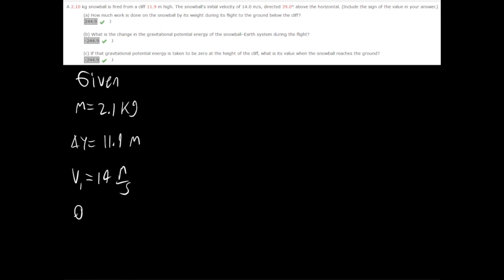So we're going to start, like always, by listing our givens. We're given 2.1, well, we can actually call this mass. Mass is 2.1 kilograms. We have a delta y, which equals 11.9 meters. And we have an initial velocity, which is 14 meters per second, and an angle theta, which equals 39.0 degrees. Okay.